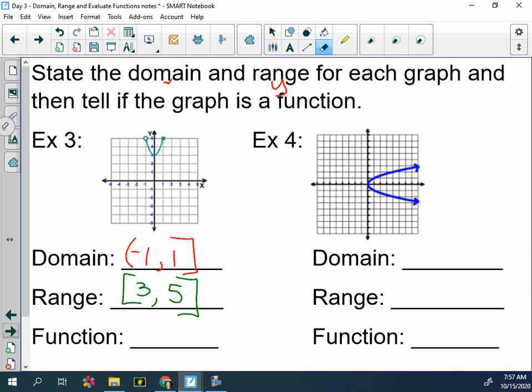Okay, how can I tell if this is a function? What was the other test from yesterday? We did the mapping diagram, and then there was a test we did on graphs to see. Remember what it's called or how we would find it?